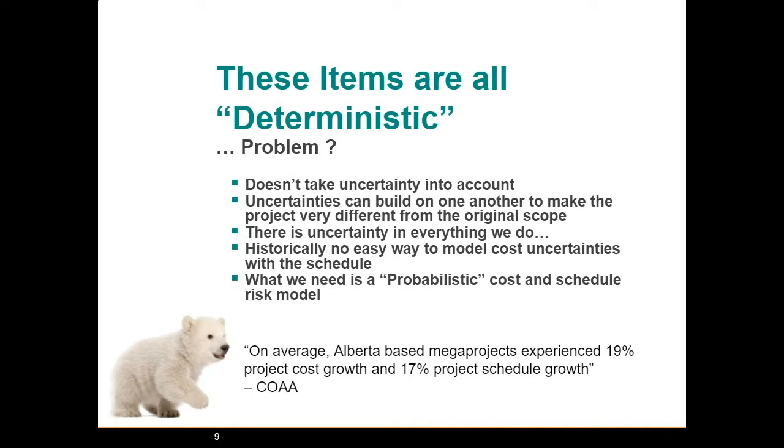So what we need is a probabilistic model as opposed to a deterministic model. Again, going back to the Construction Owners Association of Alberta, on average, Alberta-based mega projects experience a 19% project cost growth and a 17% project schedule growth. Now, this is interesting because there's very definitely a strong correlation between cost and time on our projects.